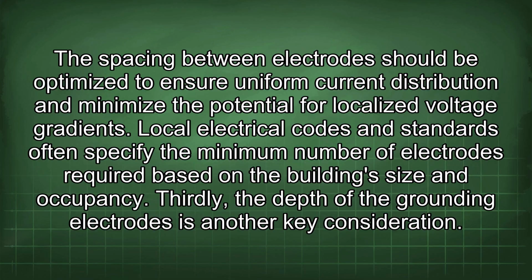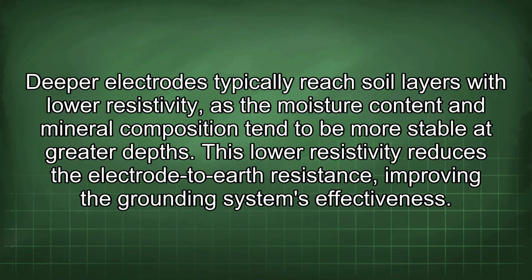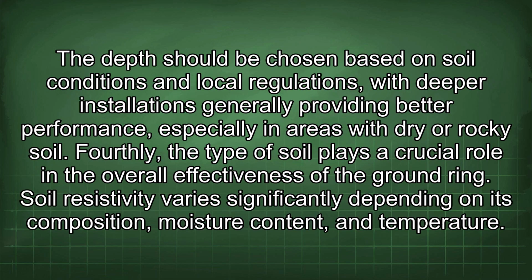Thirdly, the depth of the grounding electrodes is another key consideration. Deeper electrodes typically reach soil layers with lower resistivity, as the moisture content and mineral composition tend to be more stable at greater depths. This lower resistivity reduces the electrode-to-earth resistance, improving the grounding system's effectiveness. The depth should be chosen based on soil conditions and local regulations, with deeper installations generally providing better performance, especially in areas with dry or rocky soil.